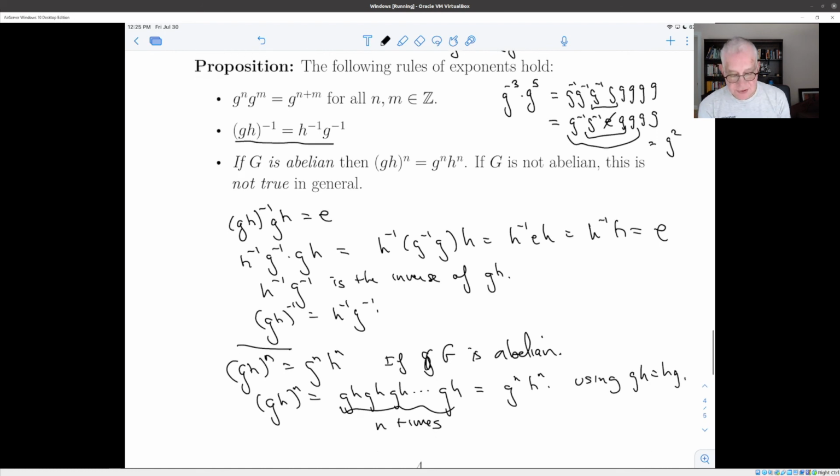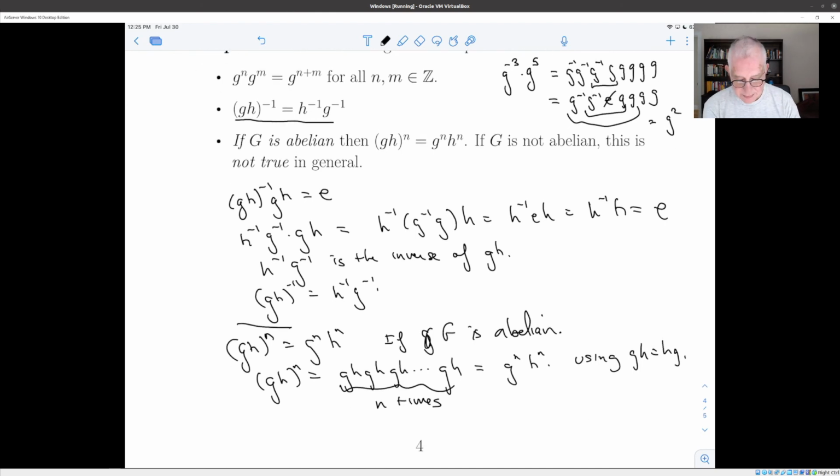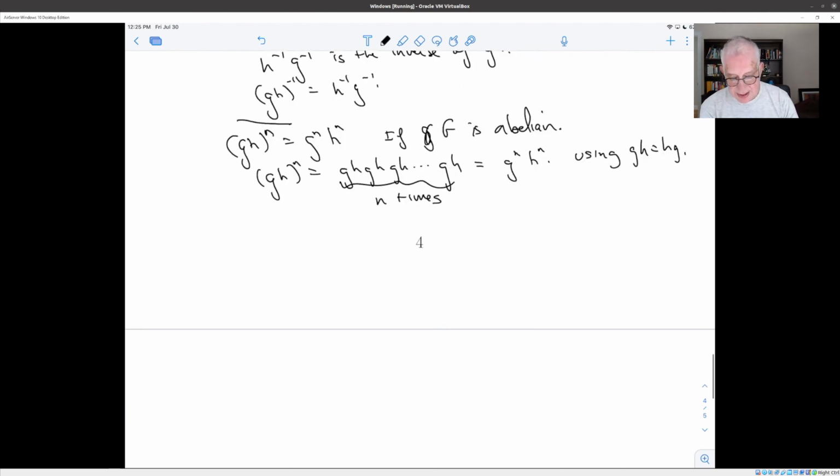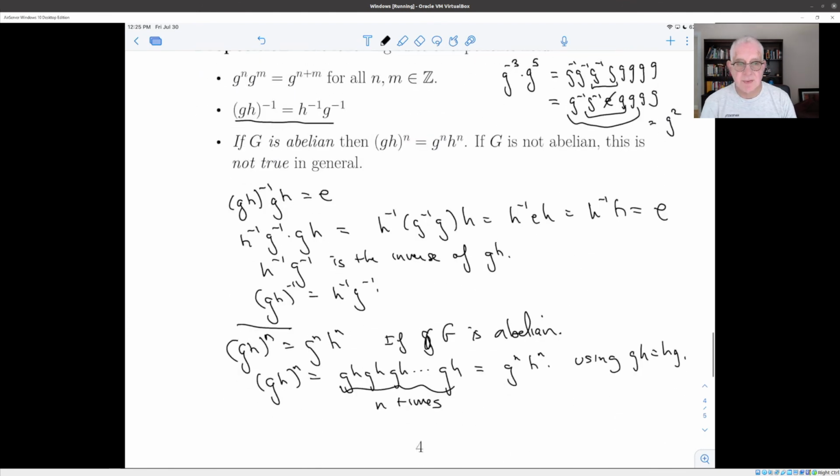And in fact, this is false in general if the group is not abelian. We'll see some examples of that later, but you can even see it with matrix multiplication. If you work out examples of matrices where the multiplication isn't commutative, you can see that that's not true. So those are some of our basic facts about groups that we're going to take advantage of as we do some more algebra later on in the course.